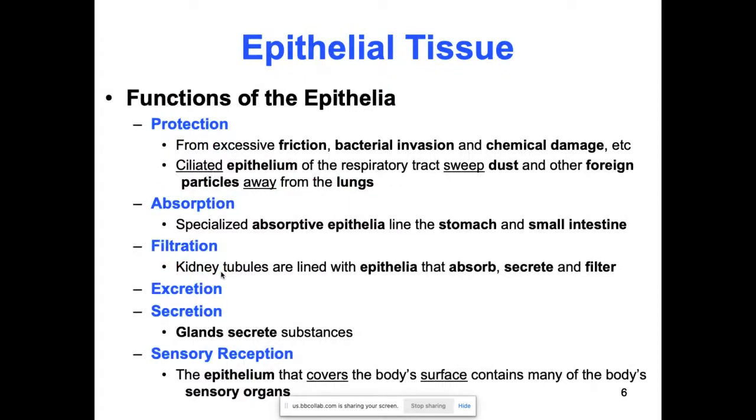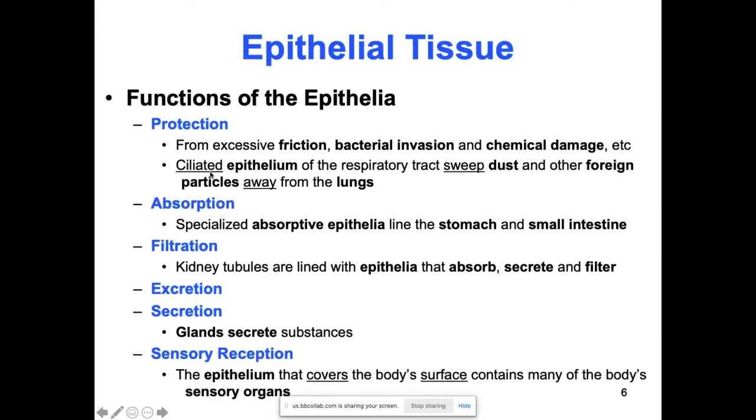What are some of the functions of epithelium? Good question. When we think of the skin, the skin is designed to protect us against friction or bacterial invasion or chemical damage, right? If we didn't have skin, then the deeper tissues would be exposed and we'd be prone to a lot of bacterial and viral infections. So excessive friction, bacterial invasion, chemical damage, we're all prone to that, so we have epithelium to protect us.